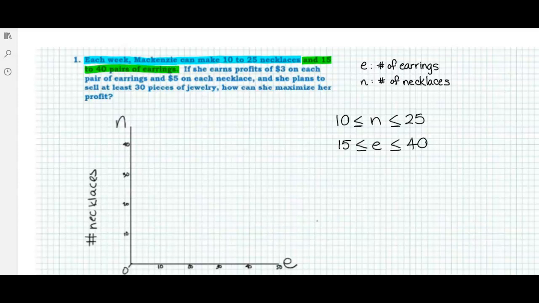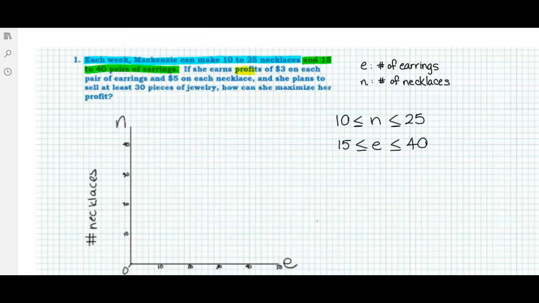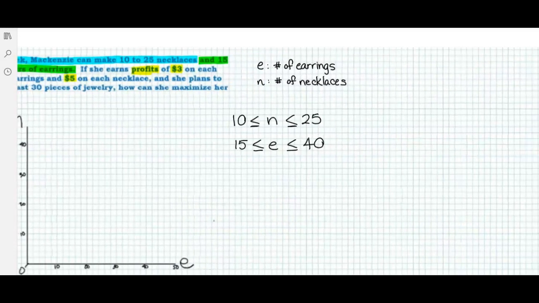Now the next part here, we're talking about profit. Anytime we get into the money portion, that's going to go into our profit function.